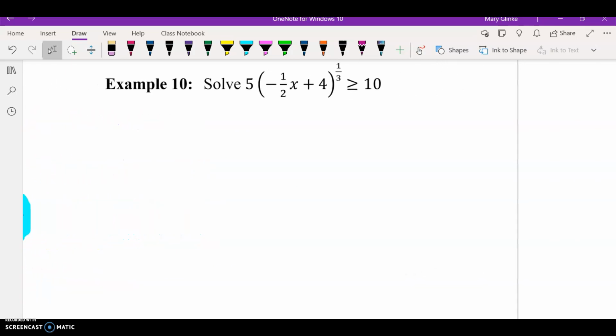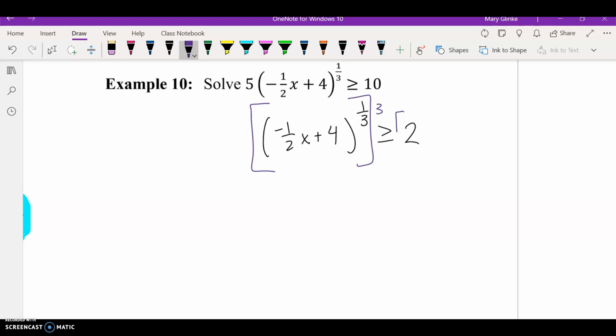Let's see an example of a cube root then. Like how is this different than the other ones? Well, we're going to start off by first dividing by 5. Then we're going to go ahead and raise both sides to the 3rd power to undo the 3rd root. So we get negative 1/2 x plus 4 is greater than 8. So continue to solve, making sure to multiply by that negative and change your sign.